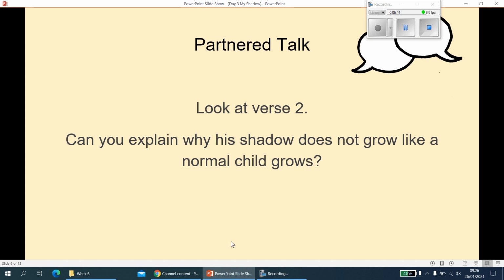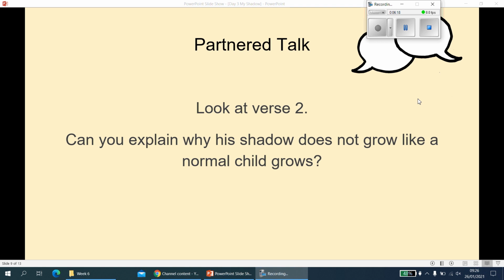Bit of partner talk. It says, look at verse 2. Can everybody find verse 2? Because in poems we don't have paragraphs, we have verses instead. It's the one that starts, "The funniest thing about him is the way he likes to grow." Can you explain why his shadow does not grow like a normal child grows? Pause me whilst you have a go at this one, please, and then press play when you're ready to move on.